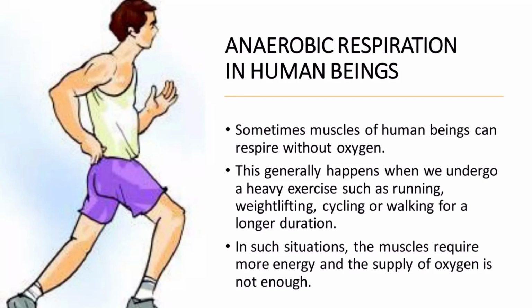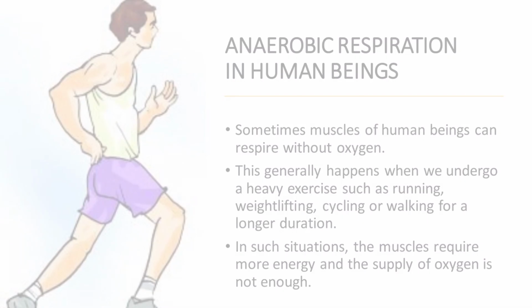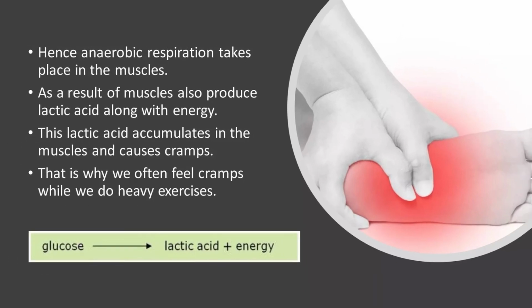Anaerobic respiration in human beings. Sometimes muscles of human beings can respire without oxygen. This generally happens when we undergo a heavy exercise such as running, weightlifting, cycling, or walking for a longer duration. In such situations, the muscles require more energy and the supply of oxygen is not enough. Hence, anaerobic respiration takes place in the muscles. As a result, muscles also produce lactic acid along with energy. This lactic acid accumulates in the muscles and causes cramps. That is why we often feel cramps while we do heavy exercises.